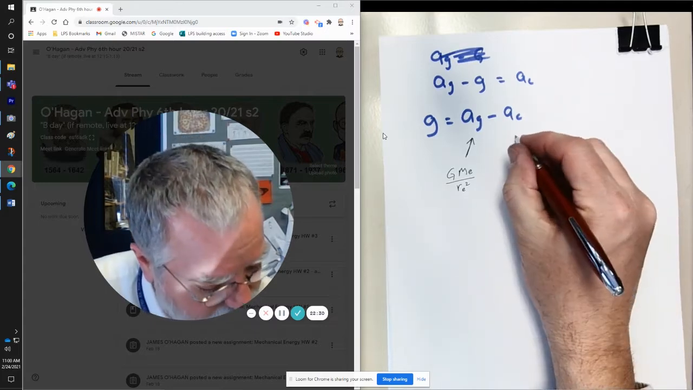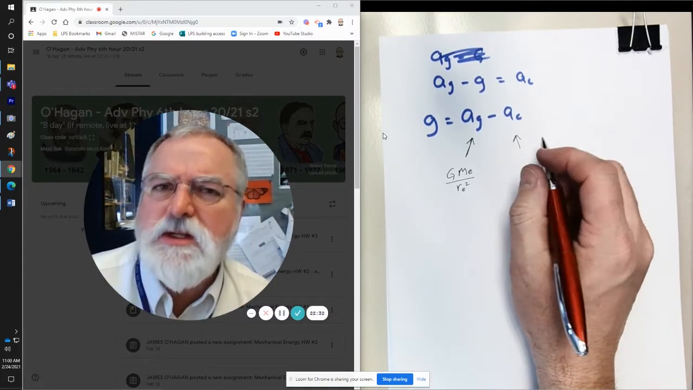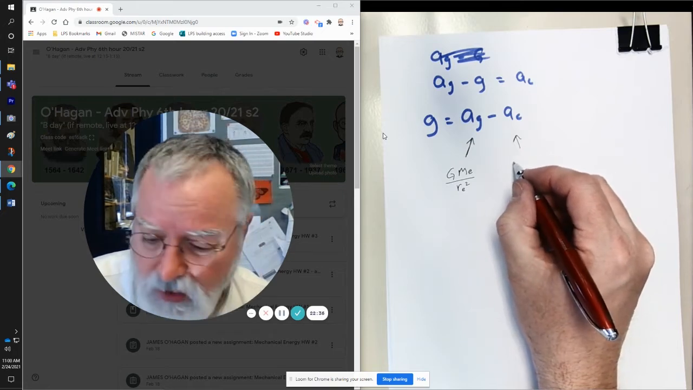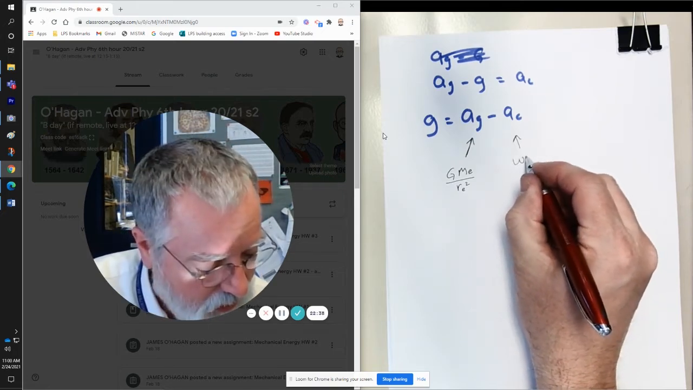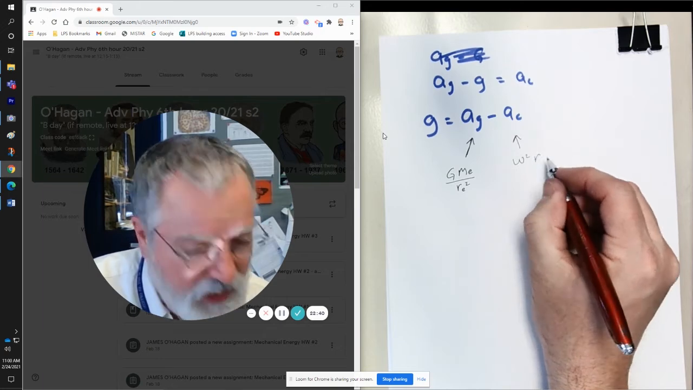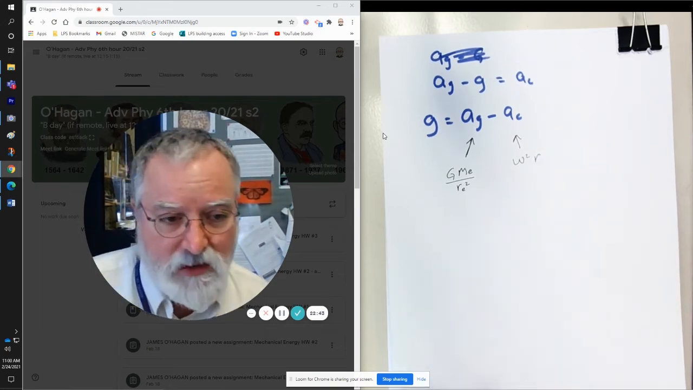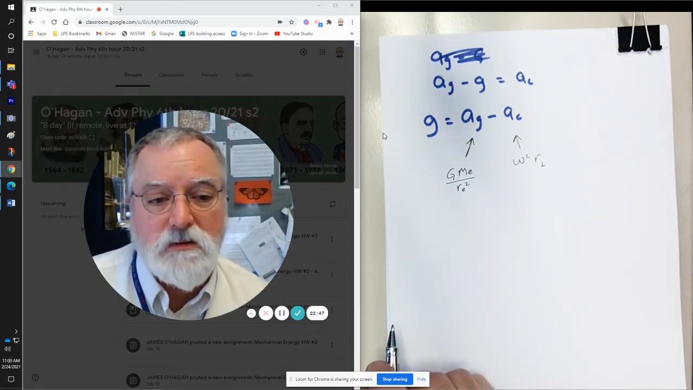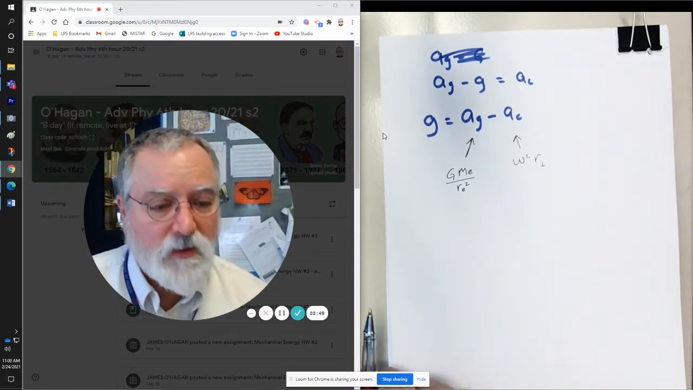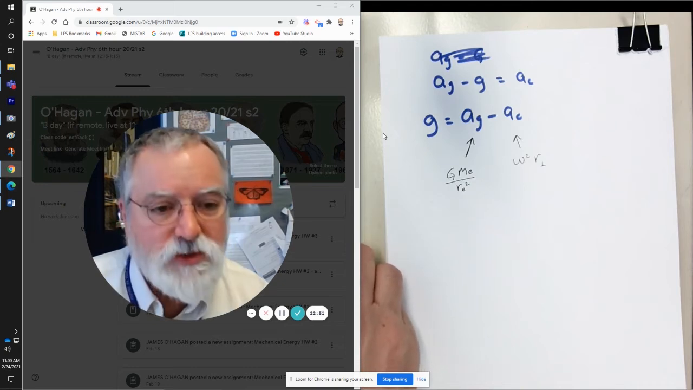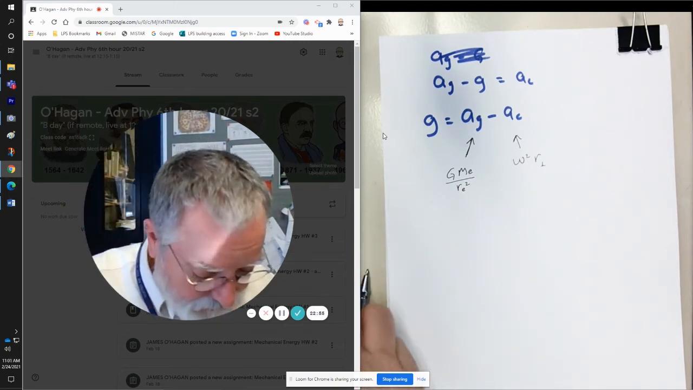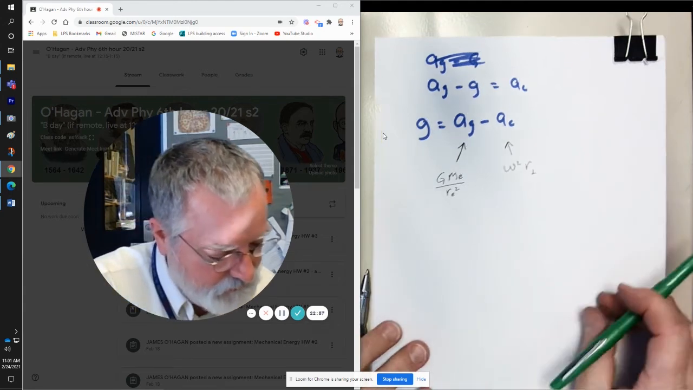So what is centripetal acceleration equal to? Centripetal acceleration is omega squared times radius. But this isn't any ordinary radius. You have to be careful. This is going to be a perpendicular radius. Okay? Well, anyway, I'm moving on. Let's talk about this.